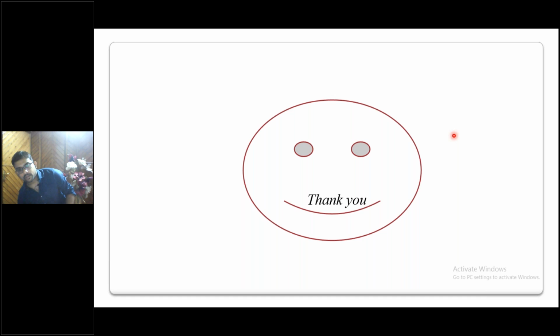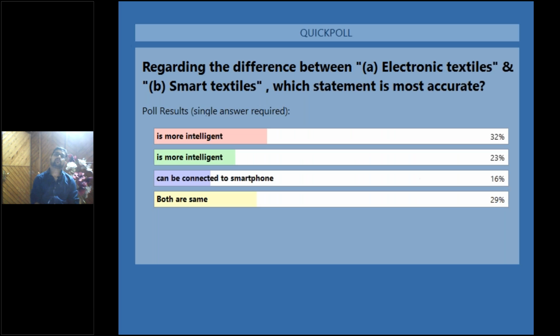So Professor Debarghya, I'm sharing the result. Okay, sir. So you can see here, A is more intelligent is 32%, B is more intelligent is 23%, can be connected to a smartphone is 16%, and both are same is 29%. So what is your comment on this?